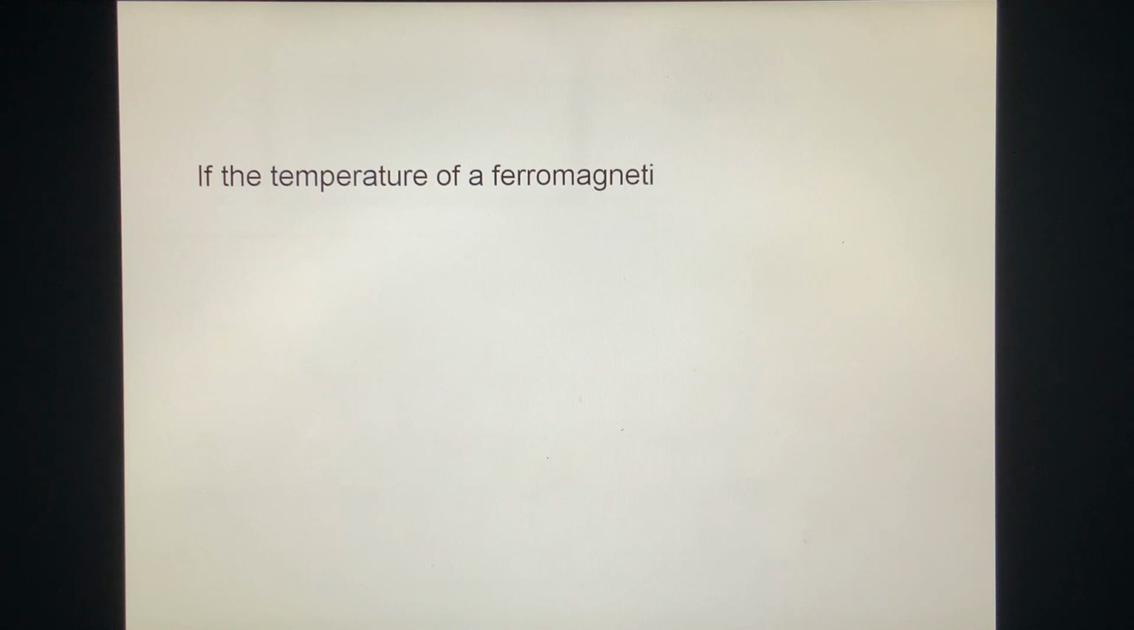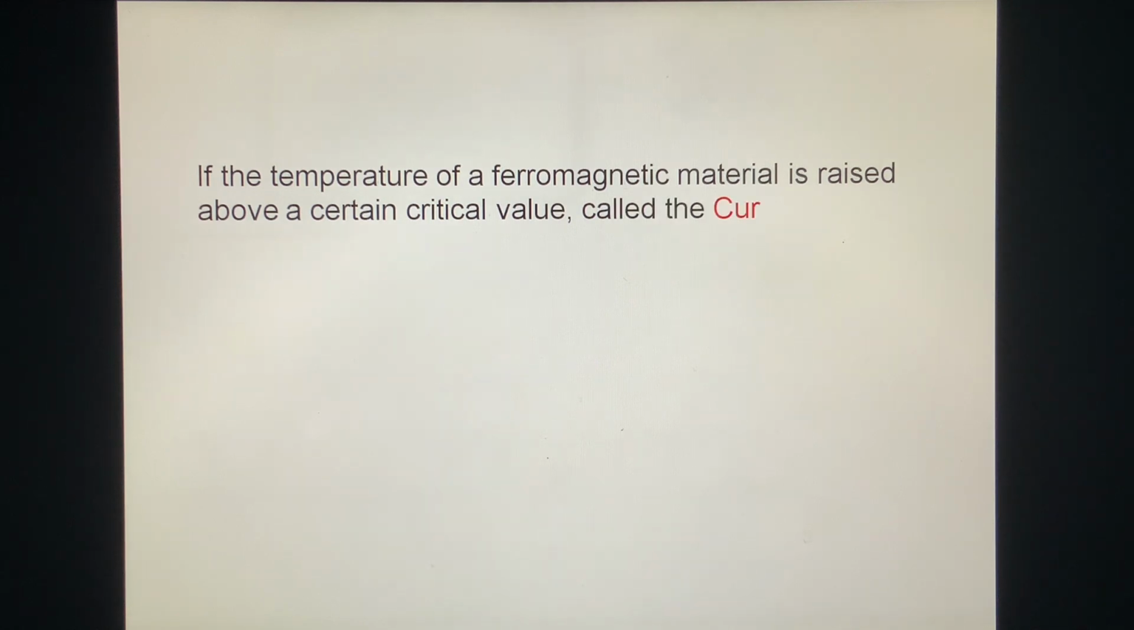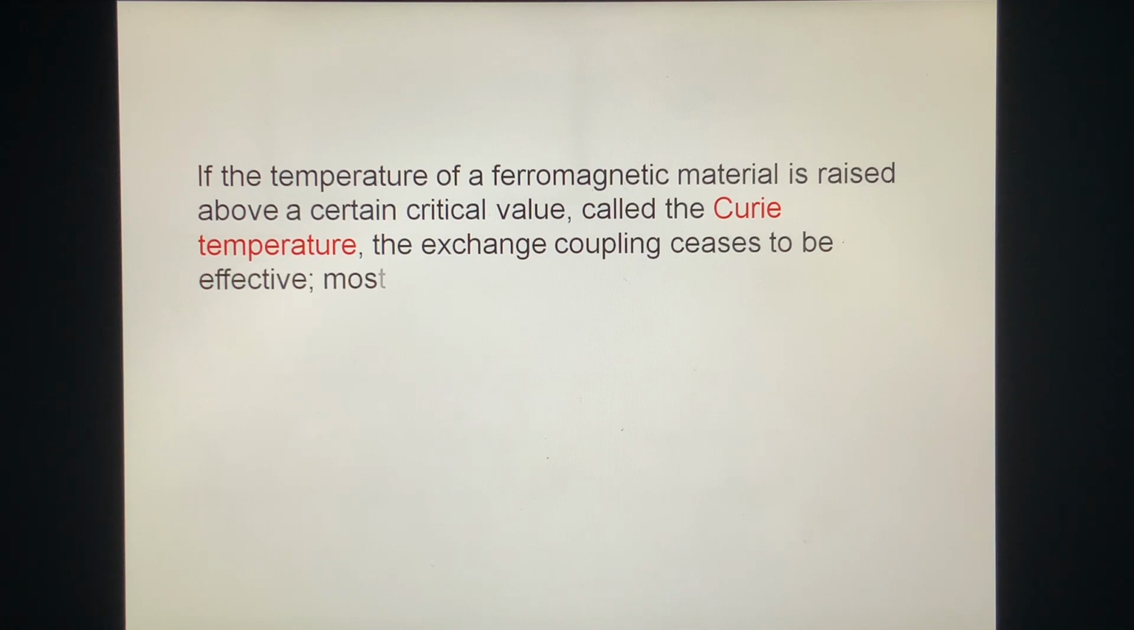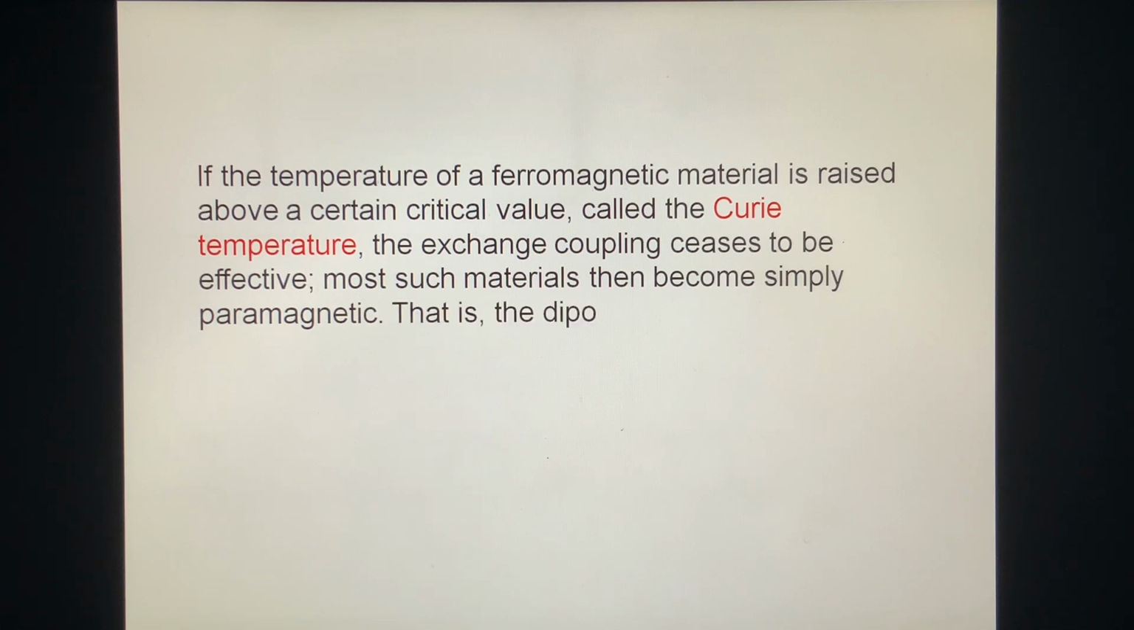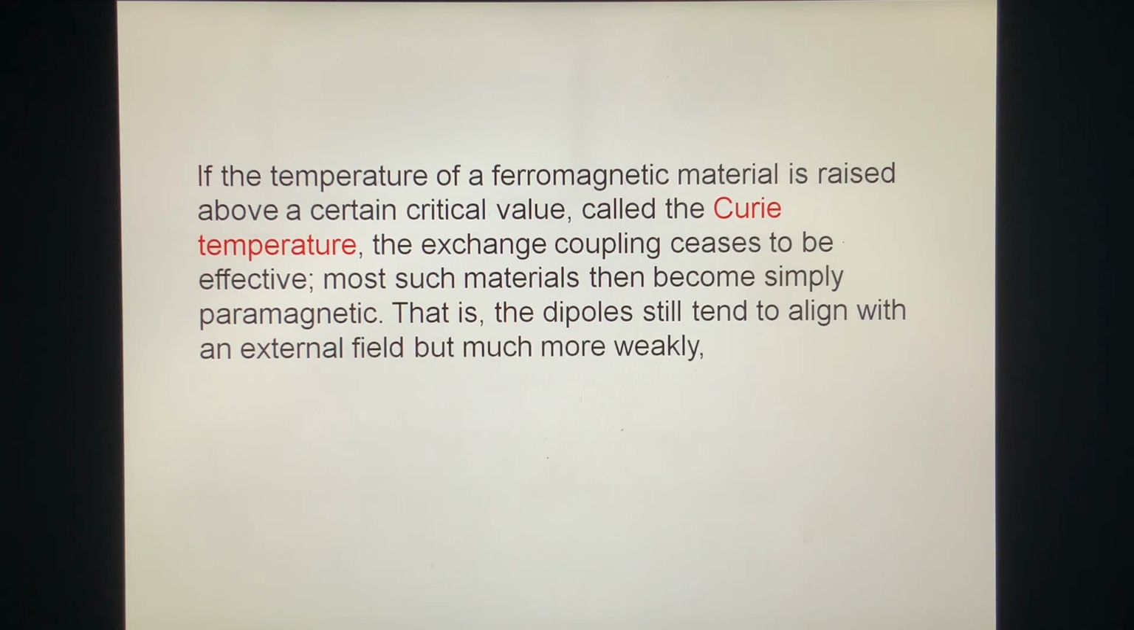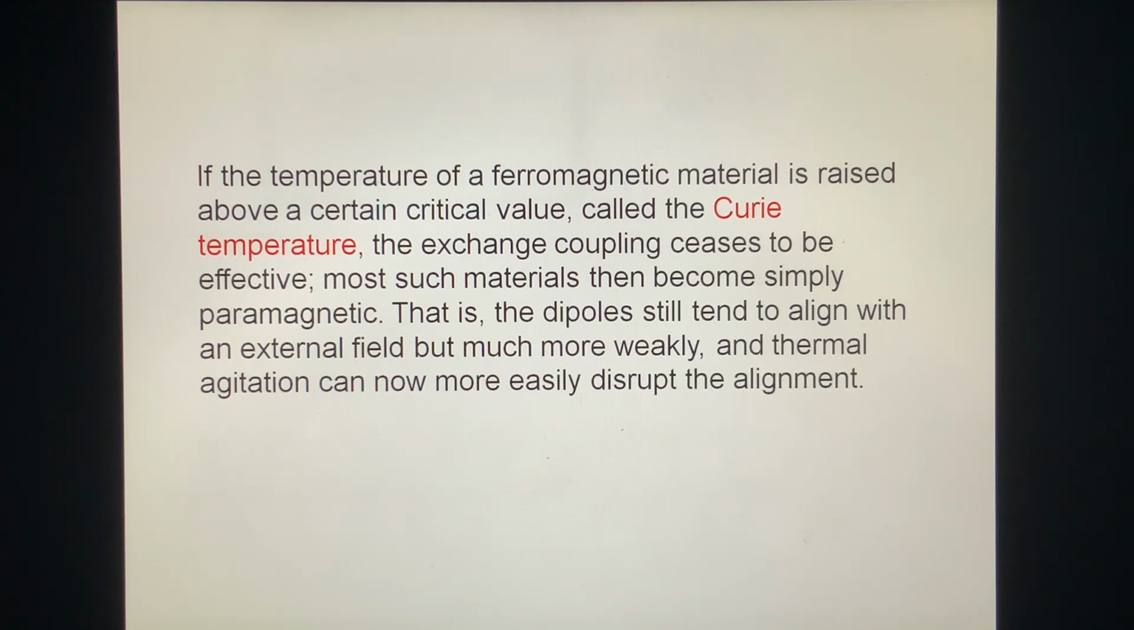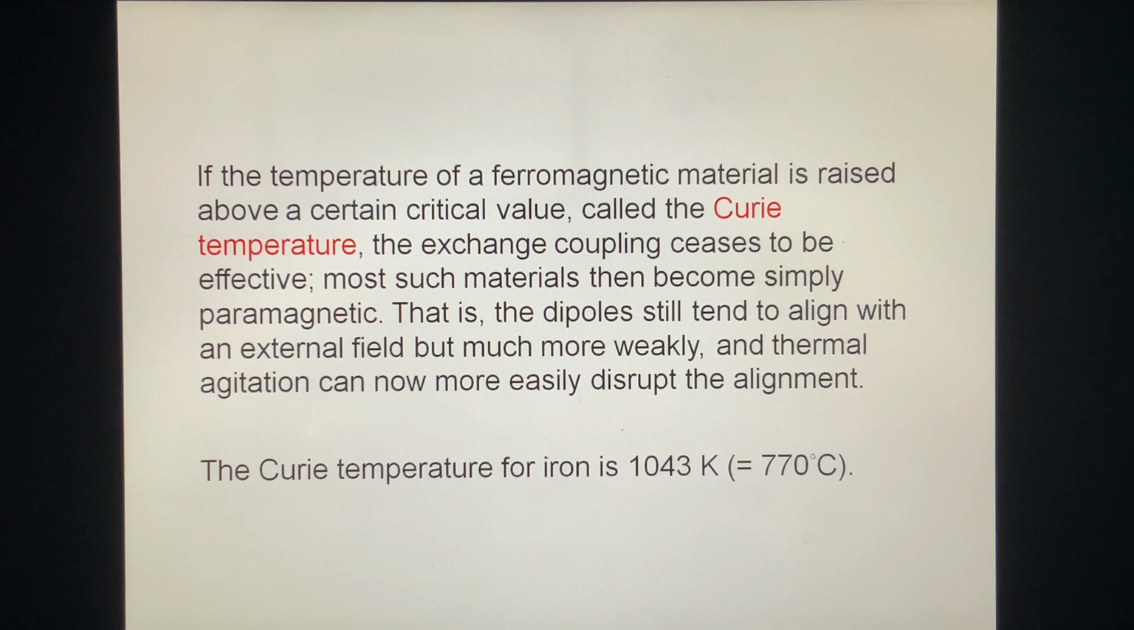If the temperature of a ferromagnetic material is raised above a certain critical value, called the Curie temperature, the exchange coupling ceases to be effective. Most such material then becomes simply paramagnetic. That is, the dipoles still tend to align with an external field, but much more weakly, and the thermal agitation can now more easily disrupt the alignment. The Curie temperature for iron is 1043 Kelvin, about 770 degrees Celsius.